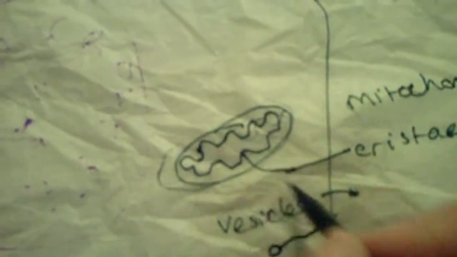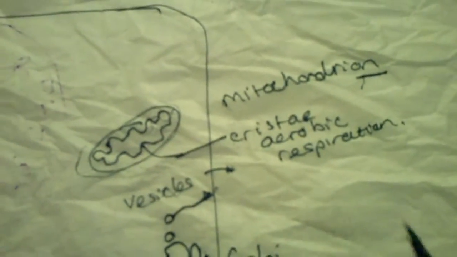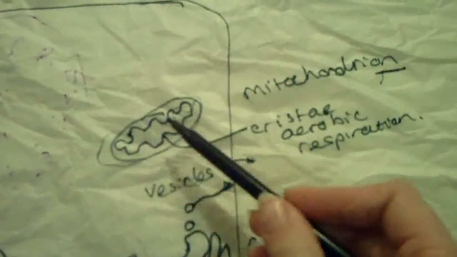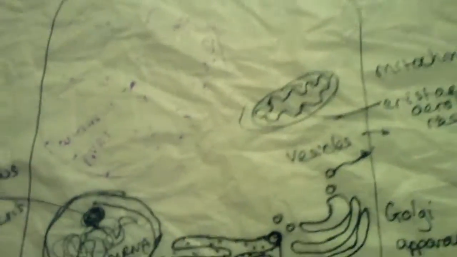The cristae contain enzymes for aerobic respiration. It is absolutely essential that when you now mention respiration, you decide whether it is aerobic or anaerobic. If it is taking place in the mitochondrion, it is aerobic respiration. Alright, so what other organelles have we got?